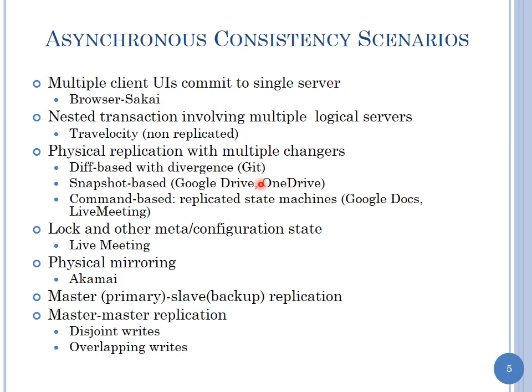So let's say that's okay. Physical replication with multiple changes. So again, by definition, doesn't work. You need locks when you have multiple readers for physical. So what about this? Physical mirroring. You have Akamai and some servers changing, and there are a bunch of mirrors that are keeping the state constant. Jason?